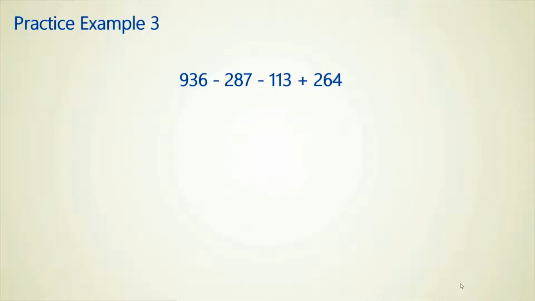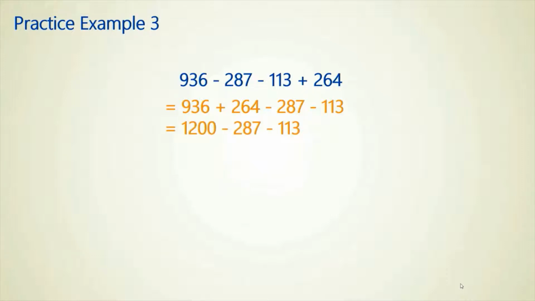Let's pick 6 and 4, and the number that they belong to. 6 plus 4 gives 10. So that means adding 936 and 264 will produce a number with trailing zero. So let's move plus 264 next to 936. And the expression becomes like this. 936 plus 264 gives 1200.